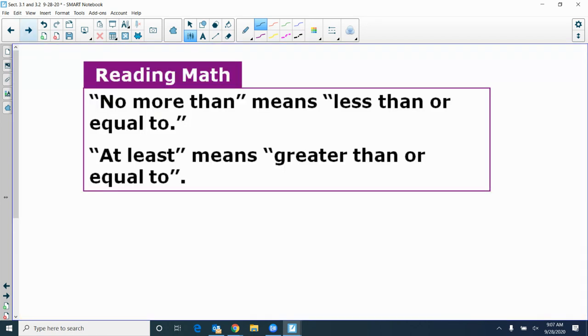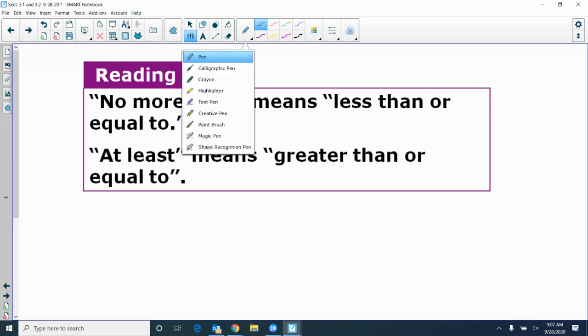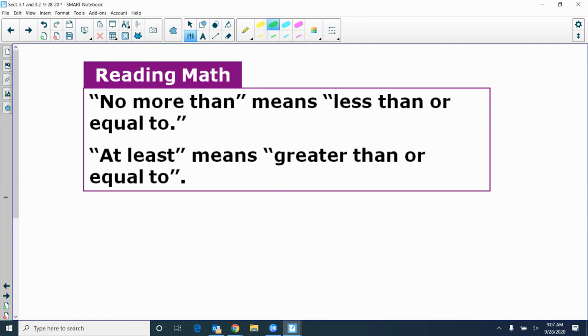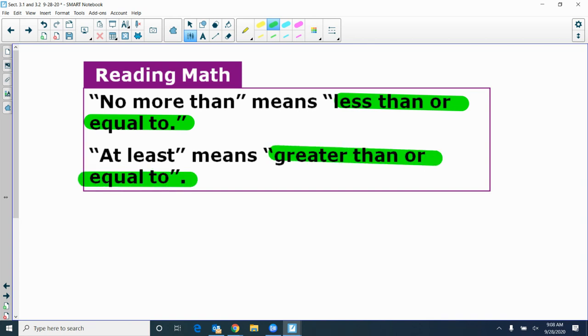So here's what this means. No more than means less than or equal to. That's right there on your sheet. At least means greater than or equal to. So if you have to have at least a 90% to go to the movies, you could have higher than a 90, but you couldn't have anything below. That'd be your minimum. All right. We good there?